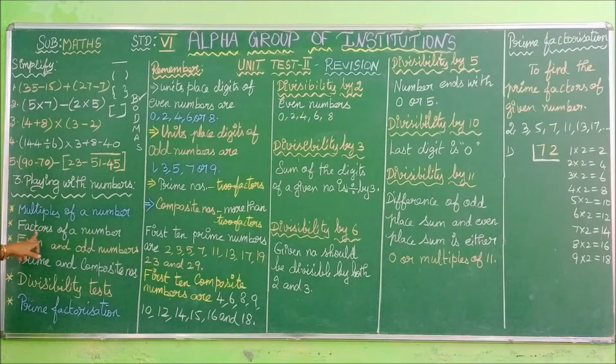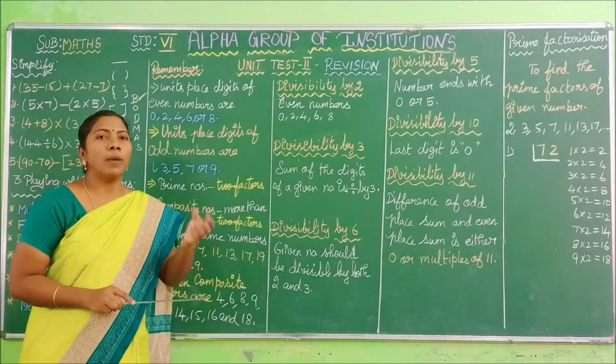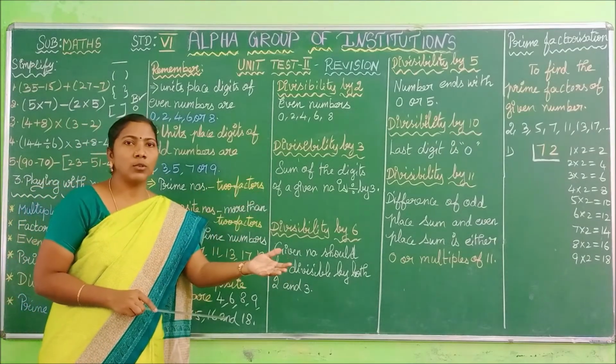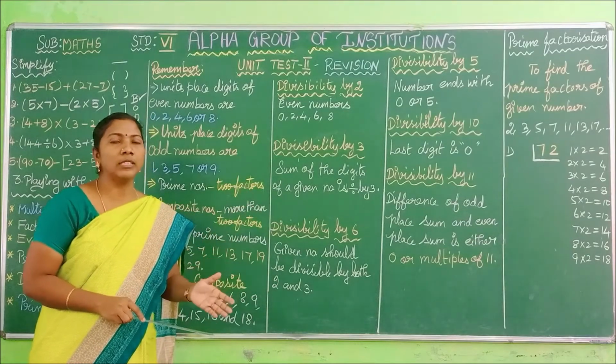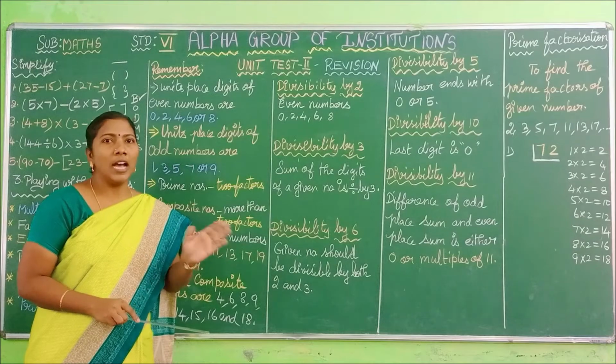Okay. Next you know already how to write the factors of a given number. How can you write the factors of a given number? By writing a given number as a product of some other numbers. Okay. You have to write all the possible ways. After that you have to write the factors of the given number in ascending order.